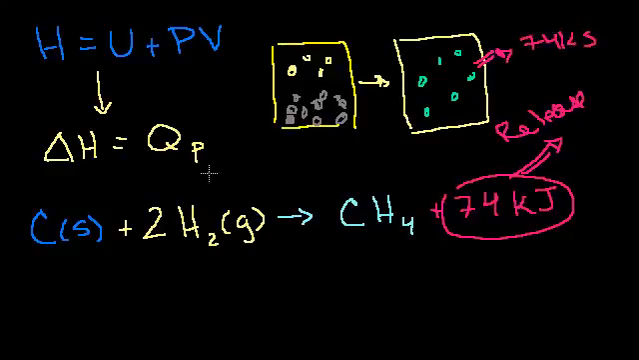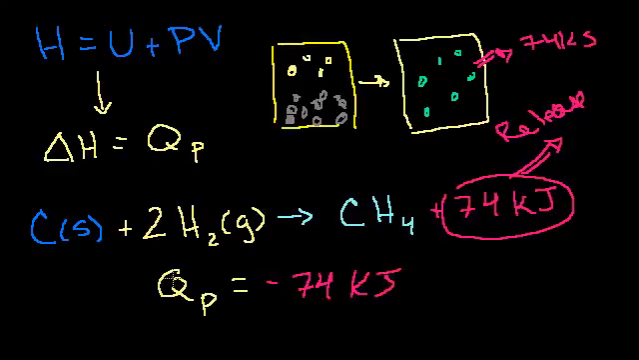So how much heat was added to the system? Well, we released heat from the system. We released 74 kilojoules. So the heat added to the system was minus 74 kilojoules. Minus 74, right? If I asked you the heat released, then I would have said 74. But remember, we care about the heat added to the system. And I just showed you that that's the exact same thing as the change in enthalpy.